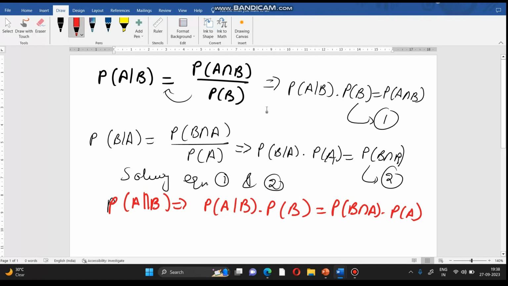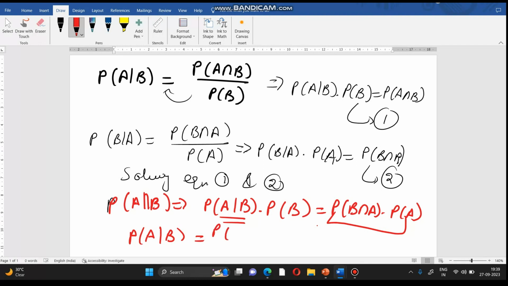So what we have done here is use these two equations. We have taken P of A given B on this side and the other expression on the other side. When we solve this equation, P of A given B equals P of B given A into P of A, and this P of B will go over here. So we have got this equation.